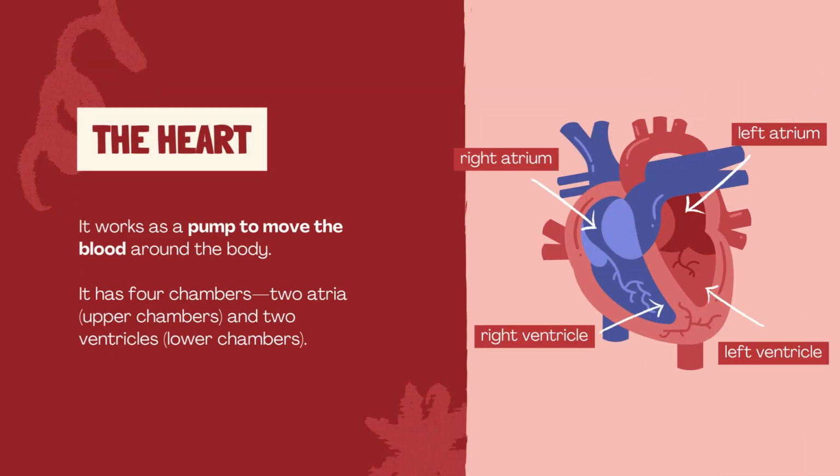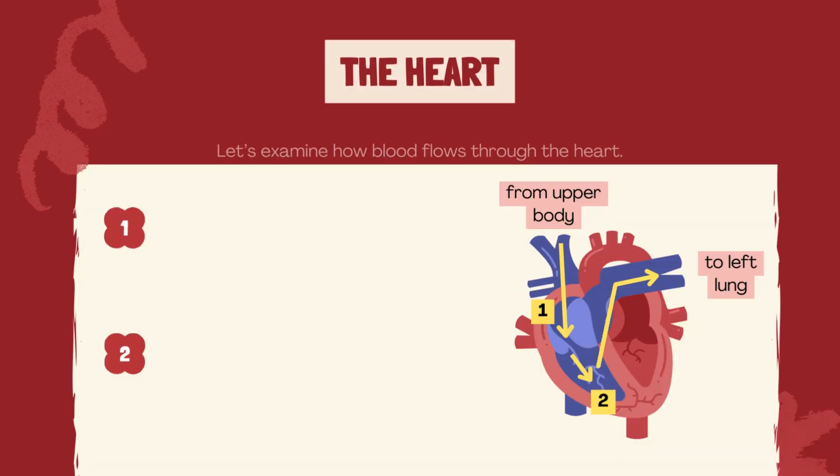The heart. The heart works as a pump to move the blood around the body. It has four chambers: two atria, upper chambers, and two ventricles, lower chambers. This is the right atrium, and this is the left atrium. This is the right ventricle, and this is the left ventricle. These two are lower chambers, and these two are upper chambers.